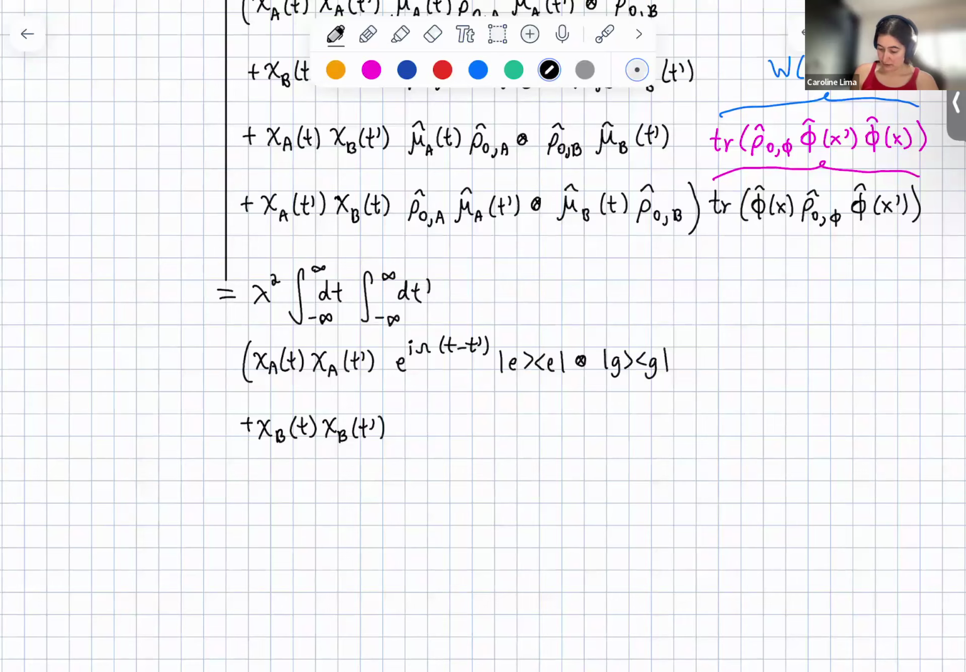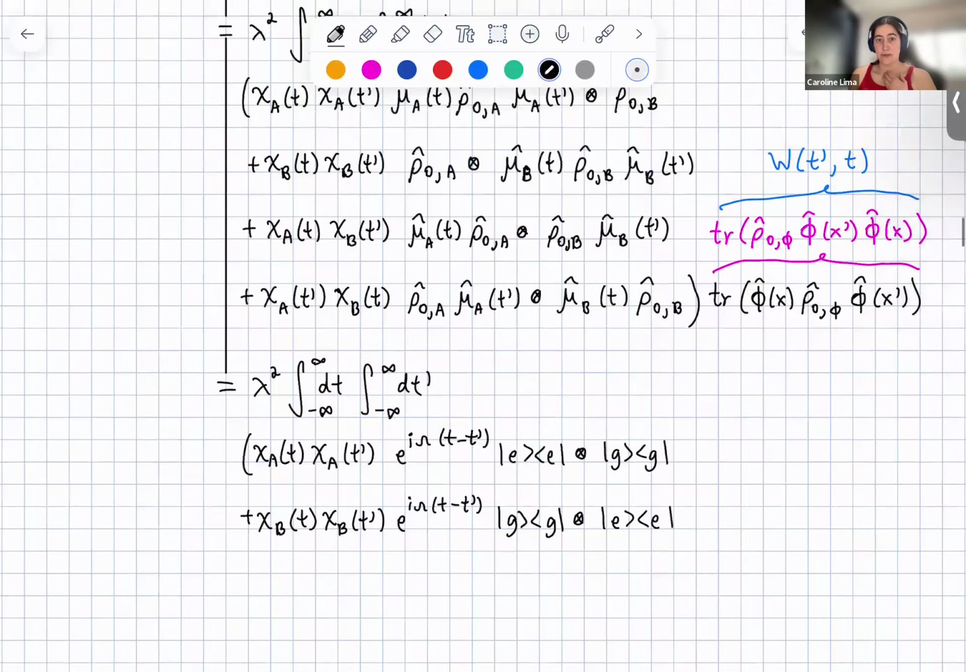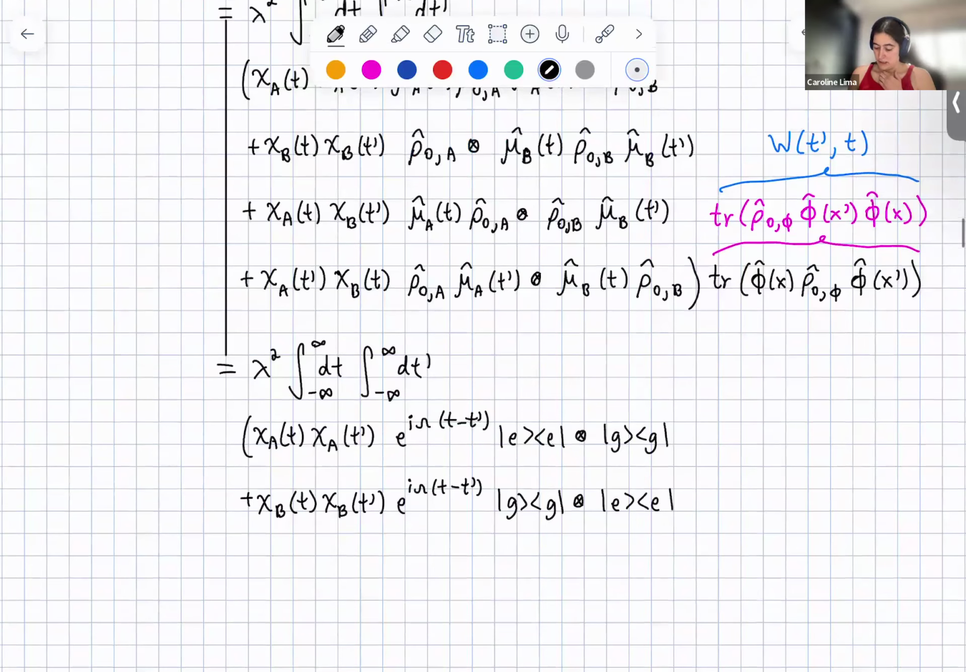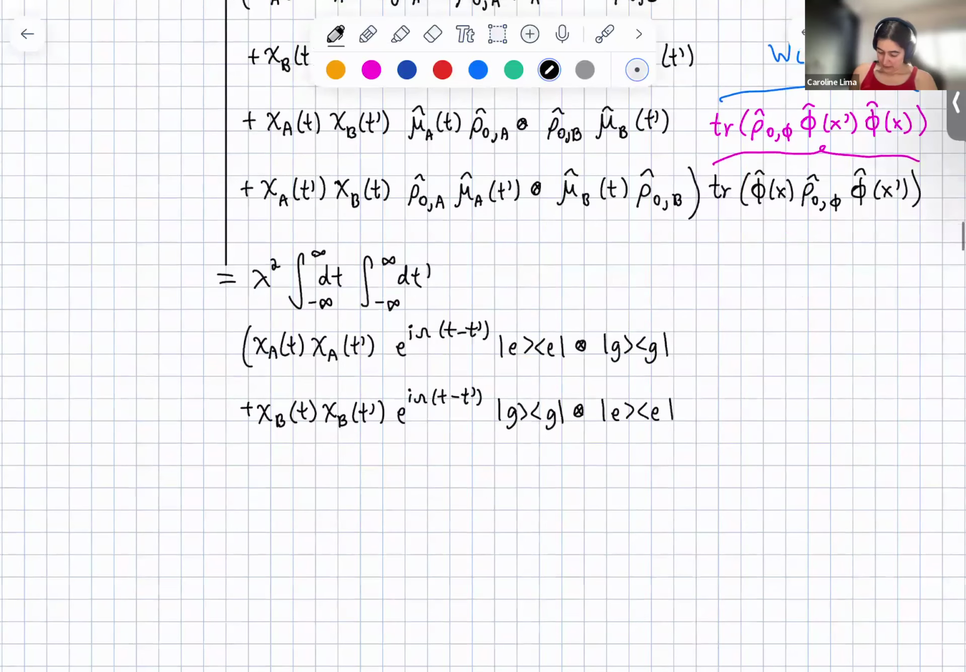And then I'll have a term that is exactly like this, e to the i omega (t minus t prime). But the excited state should be on the B, right? And nothing happens on A. So this is what happens. This is the result. Okay. Now let's see the next one.